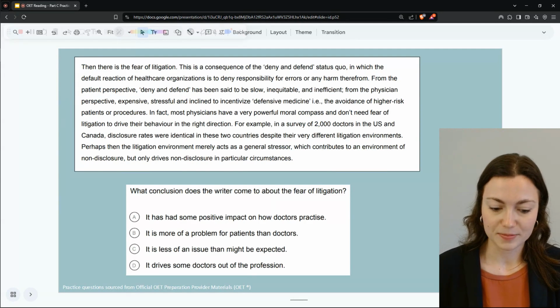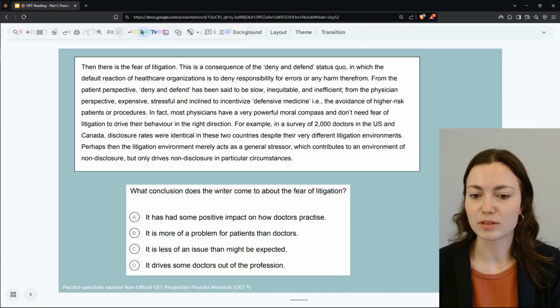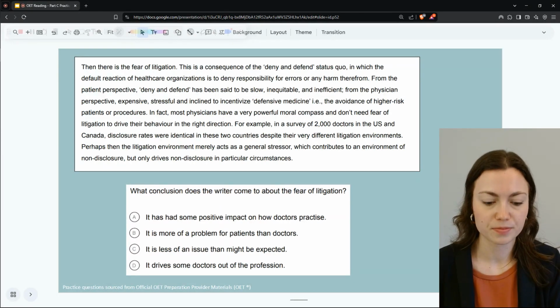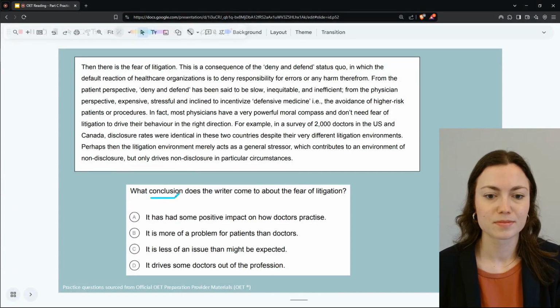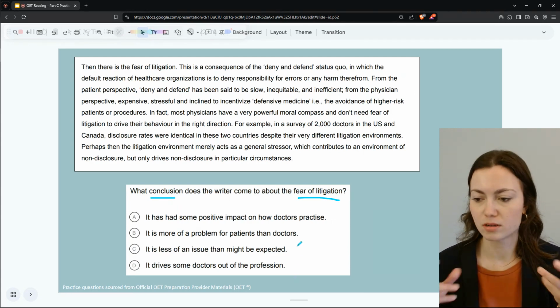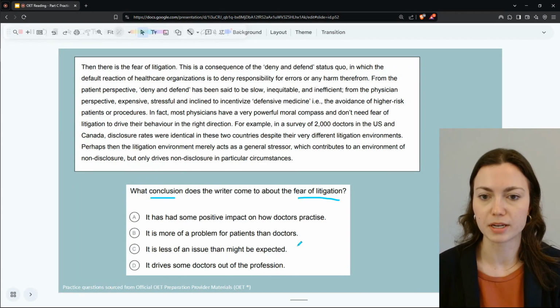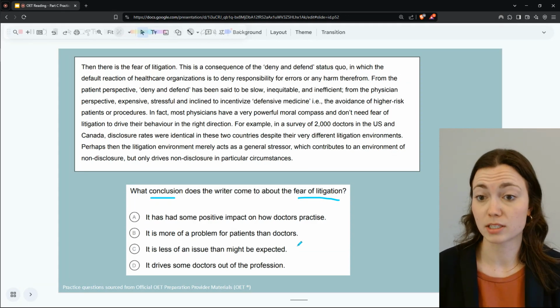And finally, we have, what conclusion does the writer come to about the fear of litigation? So pause the video, read through the text, choose the option that you think best answers that. All right, so let's take a look at this one. So first thing, we are focused on specifically about the fear of litigation. So don't let other aspects of the text distract you from that.